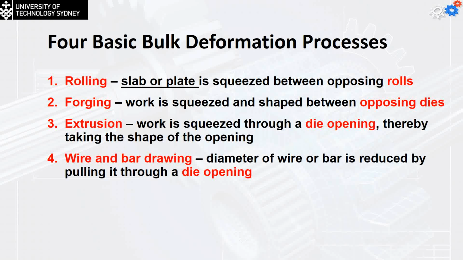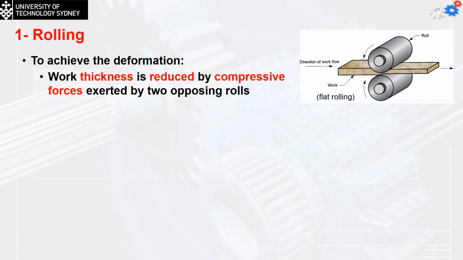So that's the rolling. Two rollers are going to rotate in opposite directions. We're going to have friction at this point, and this friction will pull the bulk inside between two rollers. The pressure between the rollers will do the deformation process. So the part is going to get thinner.